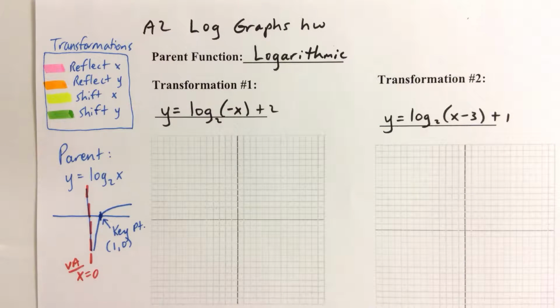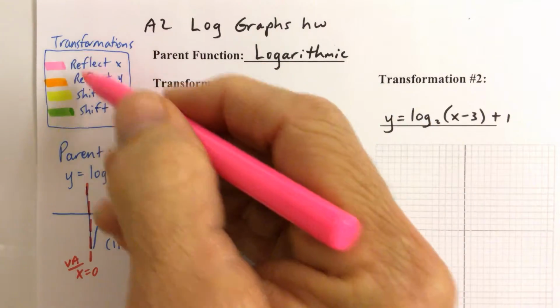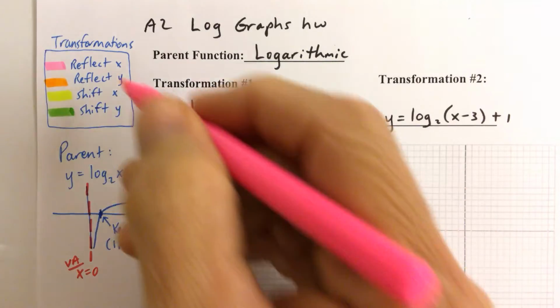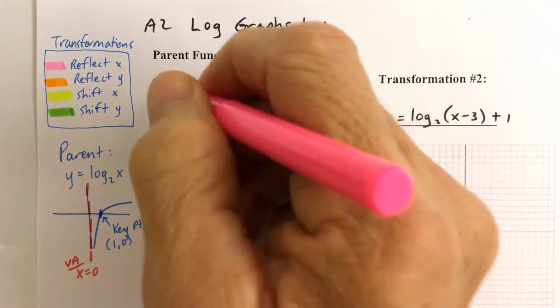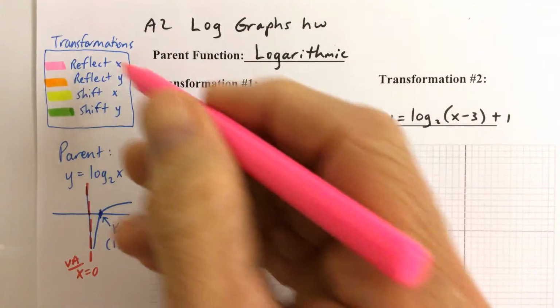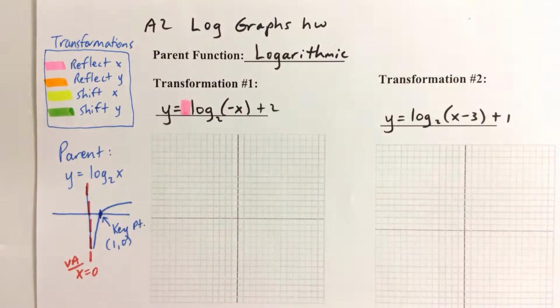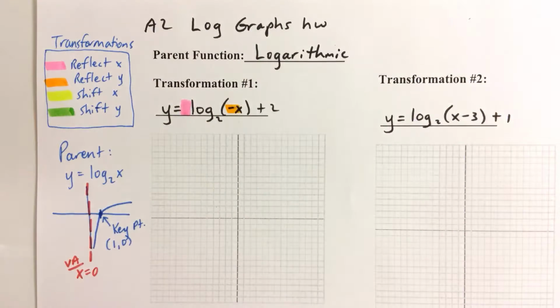So when we look at this transformation here, log base 2 of negative x plus 2, we want to go through our list of transformations. If we're going to reflect about the x-axis, then there's going to be a minus sign right there. So notice there's no minus sign there, so we're not going to reflect about the x-axis. The next thing we look for is, are we going to reflect about the y-axis? If there's a minus sign in front of the x on the inside of the parentheses, then yes, we will reflect about the y-axis.